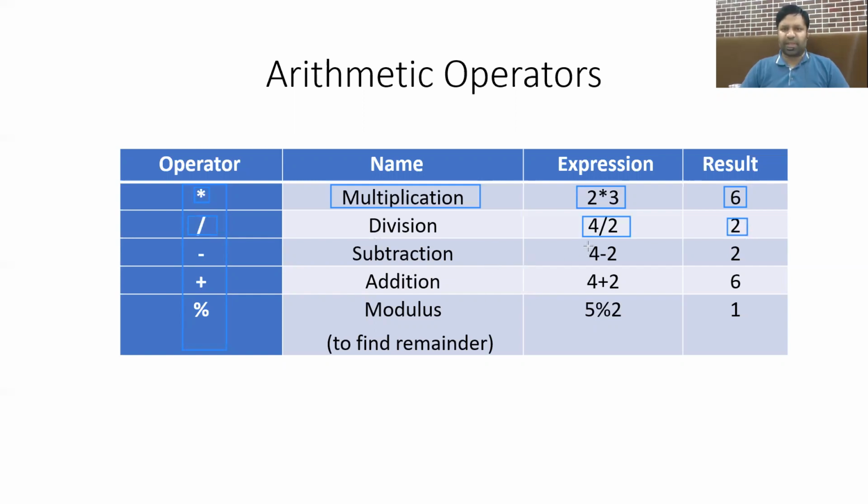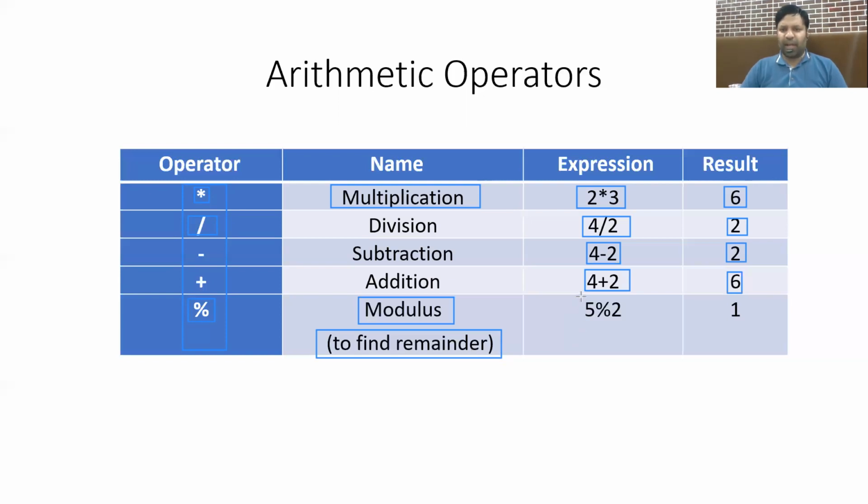Next is subtraction. 4 minus 2, the result is 2. Addition, 4 plus 2, the answer is 6. The last one is called the modulus operator. The symbol of the modulus operator is the one we generally use for the percentage symbol. So what is the modulus operator? The modulus operator is used to find the remainder of a number when divided by a second number.